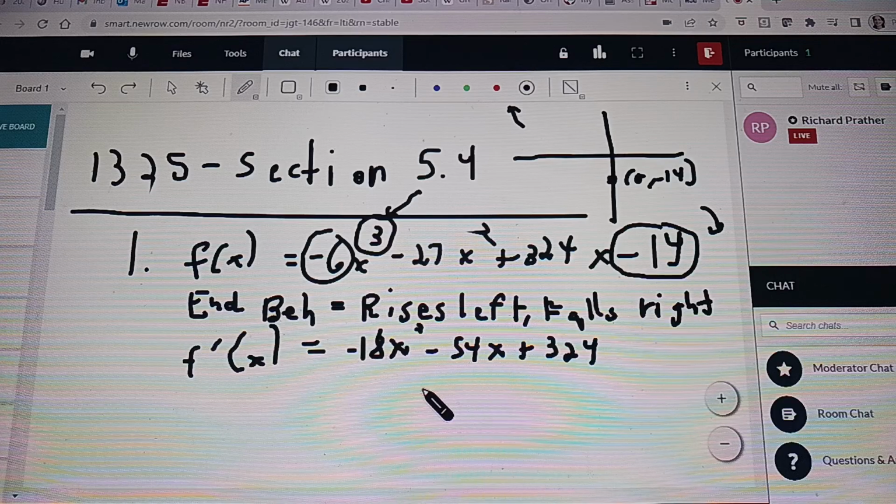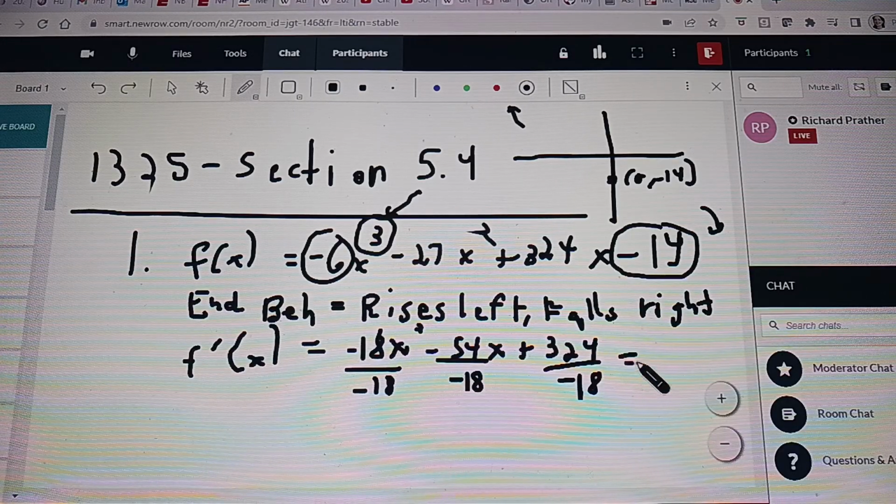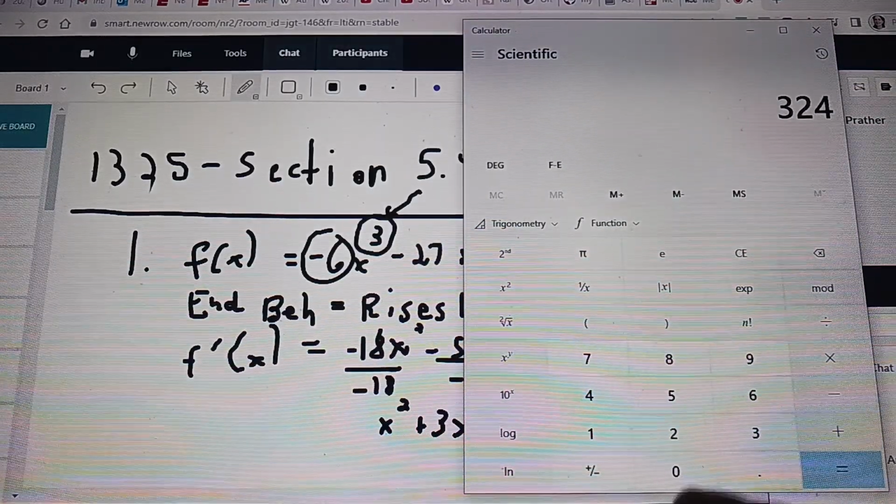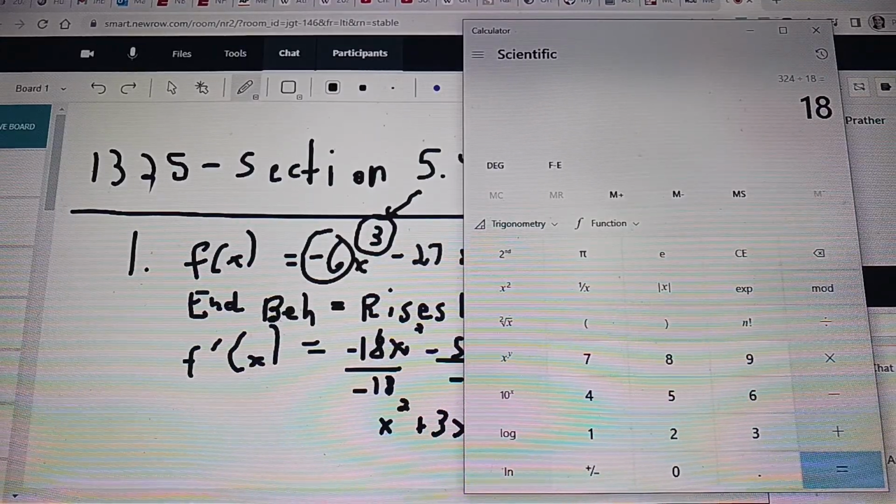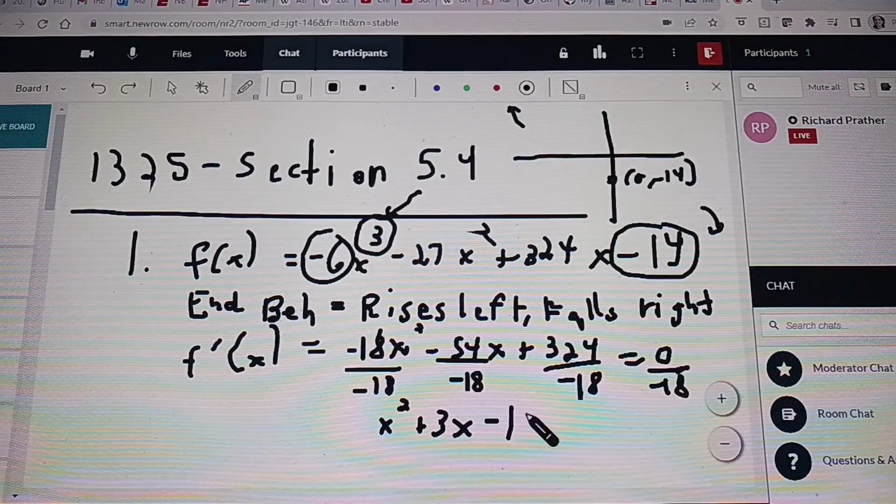So I did the first derivative. This is a polynomial. It would never be undefined. It could have 2 zeros itself. And hopefully if I divide everything by negative 18, then I'll get something that factors nicely. So you can even divide 0 by negative 18, it'll stay 0. So hopefully it becomes 1x squared. 54 divided by 18 is 3, so plus 3x. And 324 divided by 18 is exactly 18. So that would be negative 18.